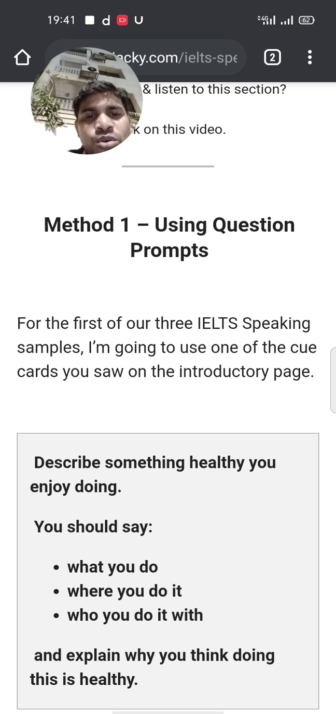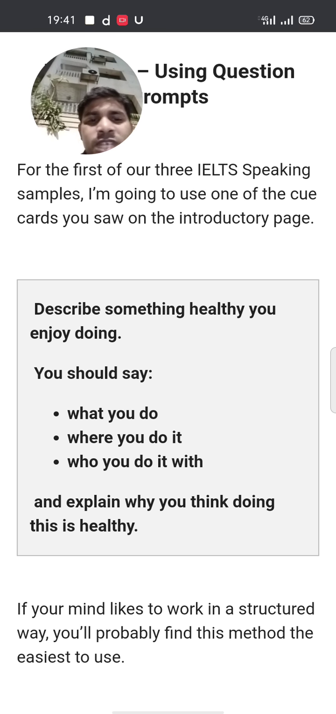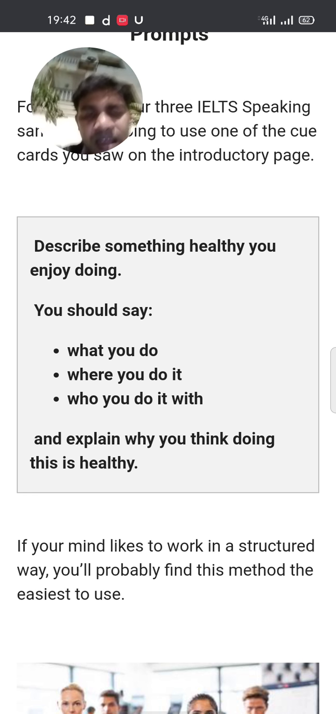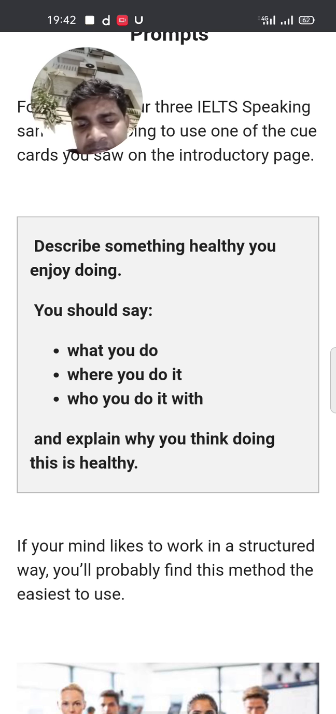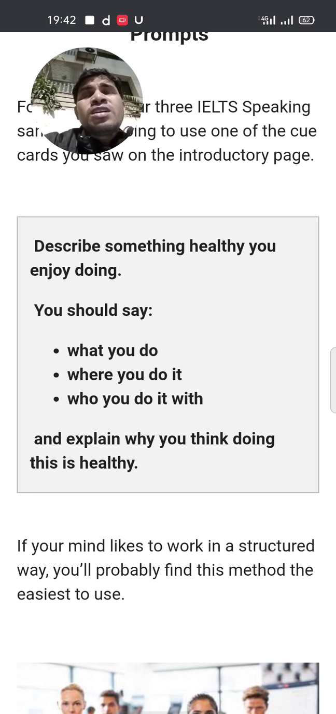Using question prompts. For the first of the three IELTS speaking samples, I'm going to use one of the cue cards you saw on the instructions page. Describe something healthy you enjoy doing. You should say the things that I have to describe about what you do. If you do something healthy, that means you are conscious about your health, right? That means you do exercise, you wake up early.